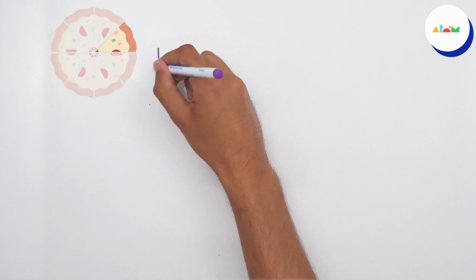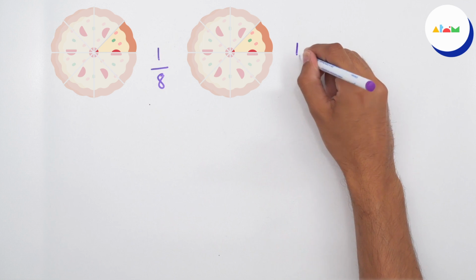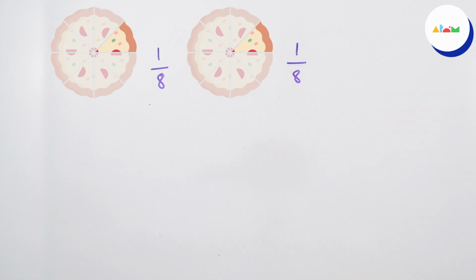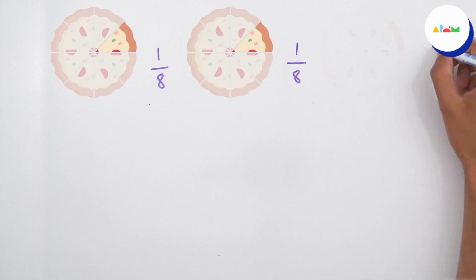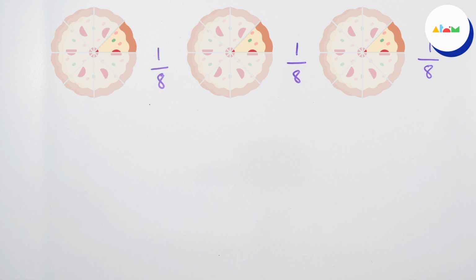First, I have 1/8 of one of the pizzas. Then, I have 1/8 of another pizza. I have now eaten 2 lots of 1/8. I'm still not full, so I take 1 more eighth of the third pizza. I now have 1/8 of each of the 3 pizzas.